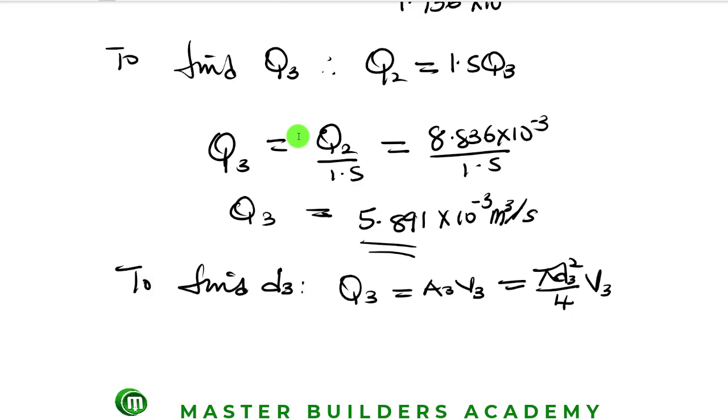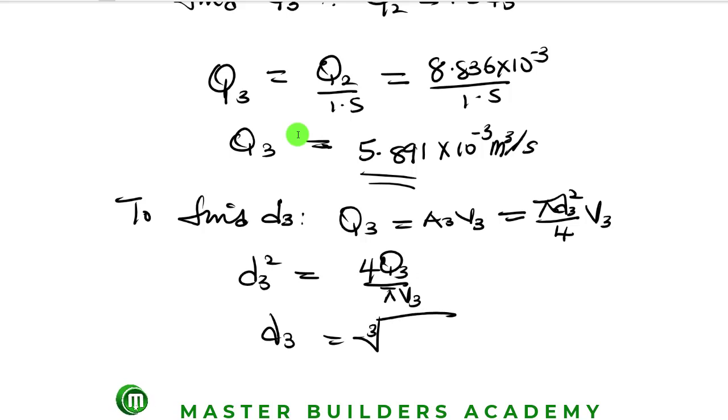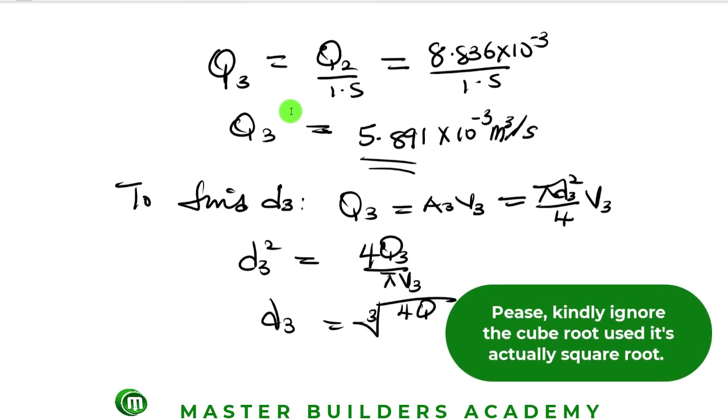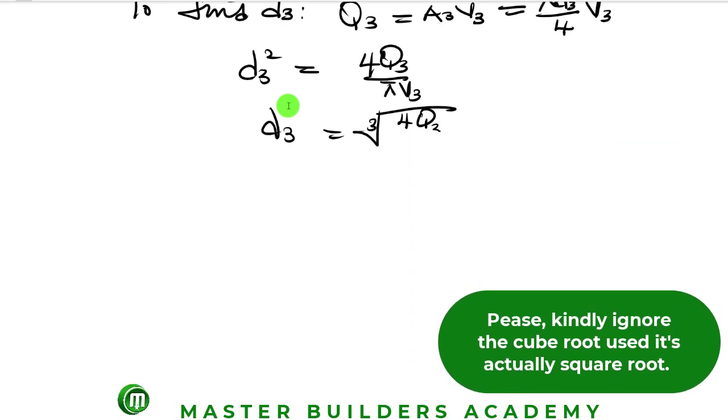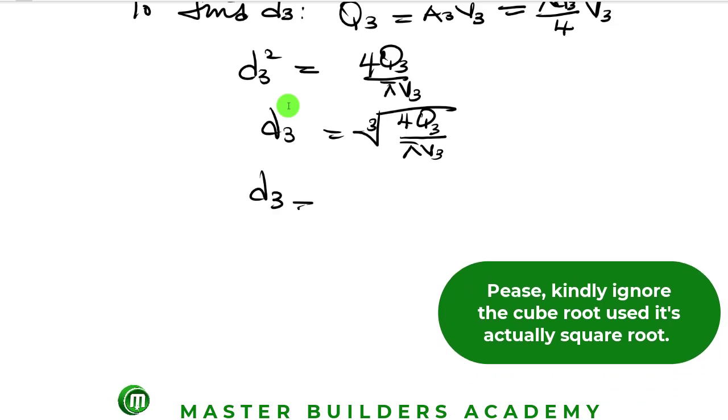Now, by extension, we recall earlier that A3 is pi D squared all over 4. So remember now that we are looking for D3. So what we need to do now is to find a way to make D3 the subject of the formula. If we do that, we have D3 squared is equal to, first we multiply 4 by Q3, then divided by pi V3. And then when we make D3 the subject, we have the square root of 4Q3 all over pi V3.